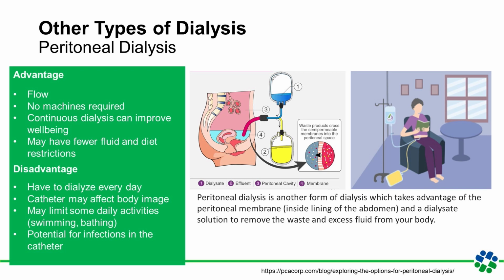Now, there are several advantages of peritoneal dialysis. First, there are no machines required. All you need is the dialysate solution and your catheter, making it a more flexible option. Because it's a continuous process, it can more closely mimic the natural function of your kidneys. The continuous dialysis can improve your overall well-being. Furthermore, you may have fewer dietary and fluid restrictions compared to hemodialysis.